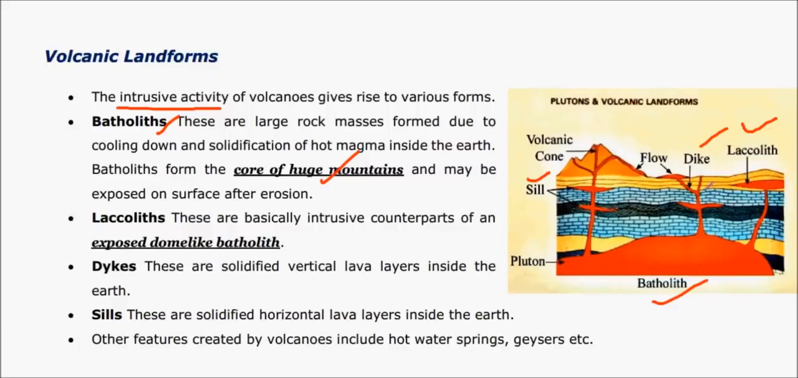And when magma cools vertically, then such rock is called as dike, and if it cools horizontally like here, it is called as sill. And also hot volcanoes give rise to hot water springs, geysers, etc.